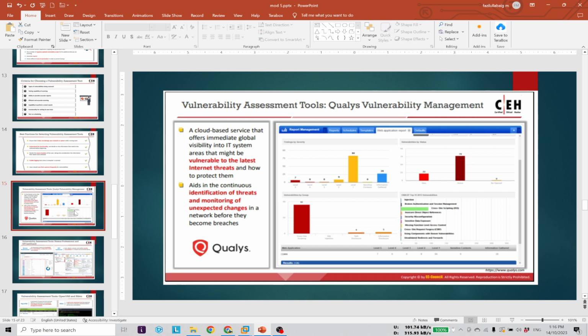This is also one vulnerability scanner, a vulnerability assessment tool. I'll just tell you, this is Qualys Vulnerability Management. It is a cloud-based service that offers immediate global visibility into IT system areas that might be vulnerable to the latest internal threats and how to protect them. So this is a tool that can scan the vulnerabilities.